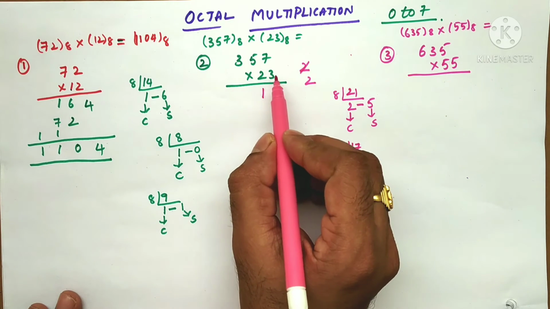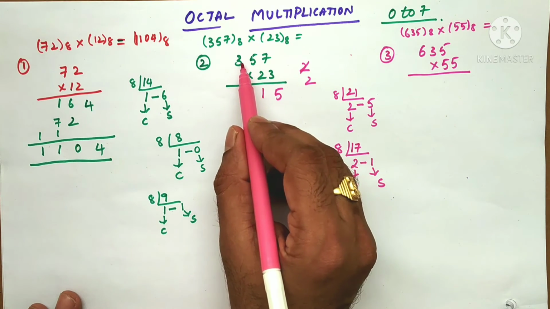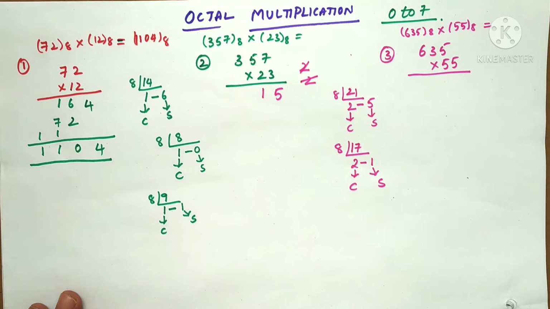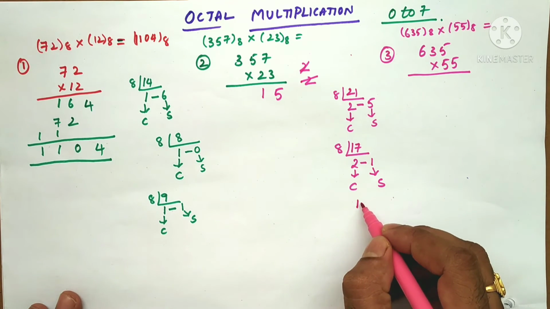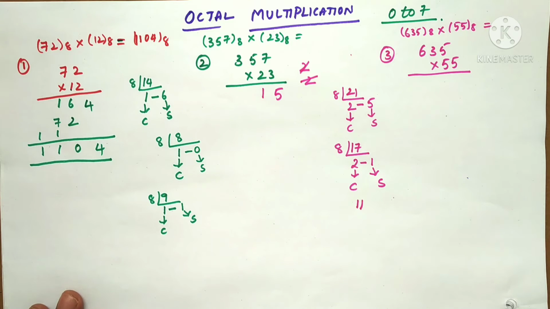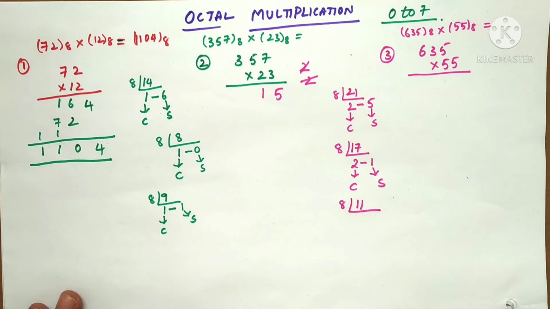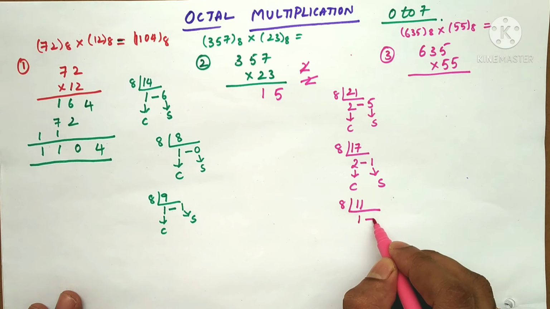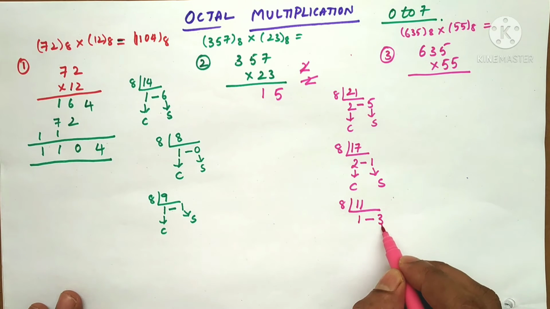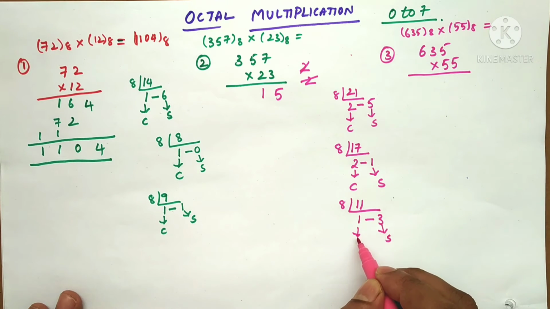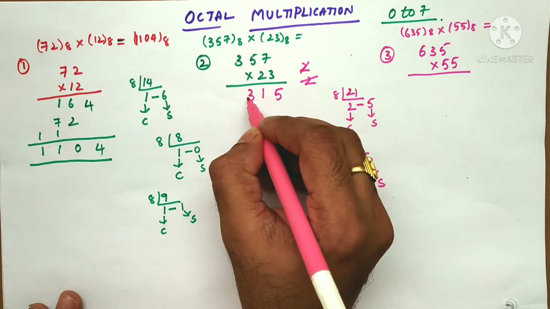Right? And now 3 3s are 9. 9 plus 2 is 11. Again 11 is not an octal number. It's a decimal number. So convert this decimal into octal by dividing by 8. So 8 ones 8. Remainder is 3. So 3 is sum and 1 is carry. So 3 1.